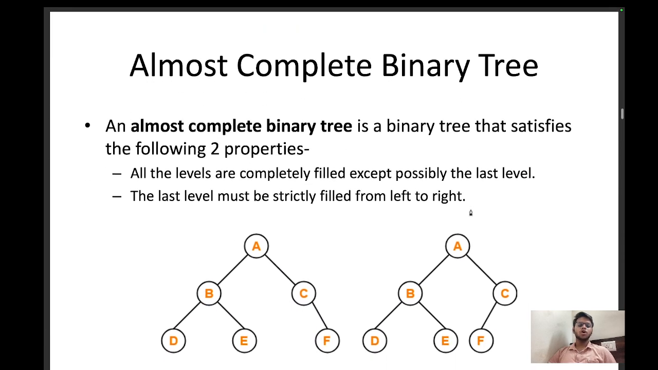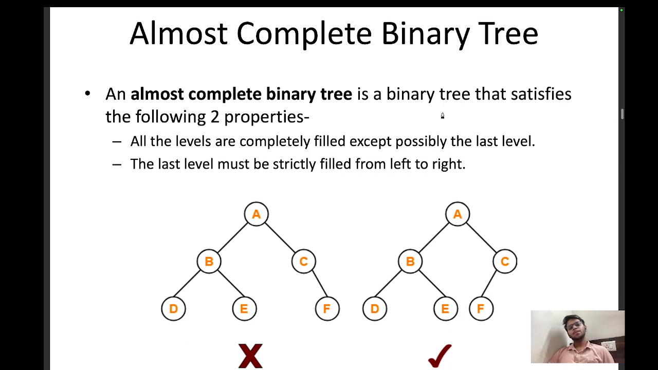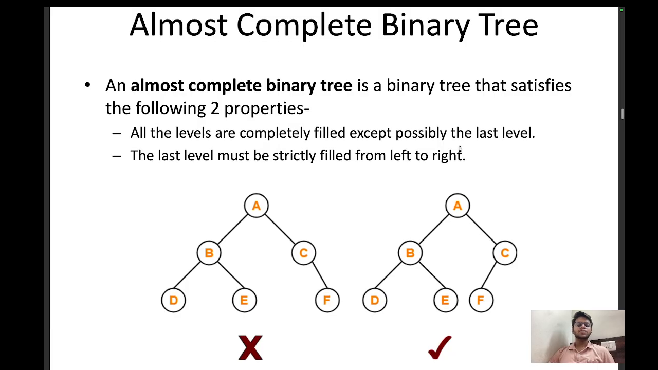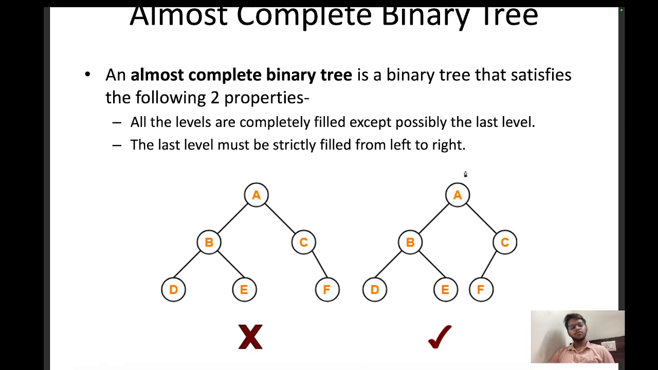Now come towards the almost complete binary tree. An almost complete binary tree is a binary tree that satisfies the following two properties. All the levels are completely filled except possibly the last level. The last level must be strictly filled from left to right. So the first property I am trying to explain to you is that all the levels are completely filled except possibly the last level.